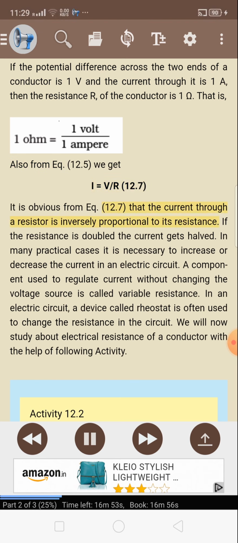It is obvious from Eq. 12.7 that the current through a resistor is inversely proportional to its resistance. If the resistance is doubled, the current gets halved. In many practical cases, it is necessary to increase or decrease the current in an electric circuit. A component used to regulate current without changing the voltage source is called variable resistance. In an electric circuit, a device called a rheostat is often used to change the resistance in the circuit.